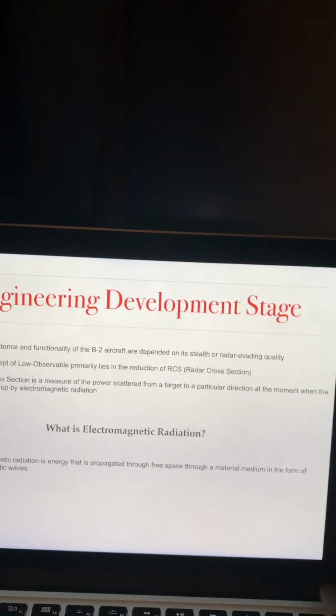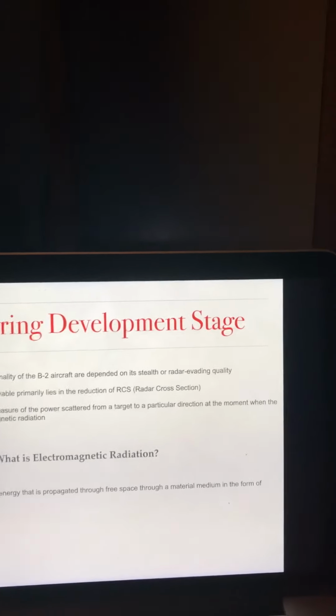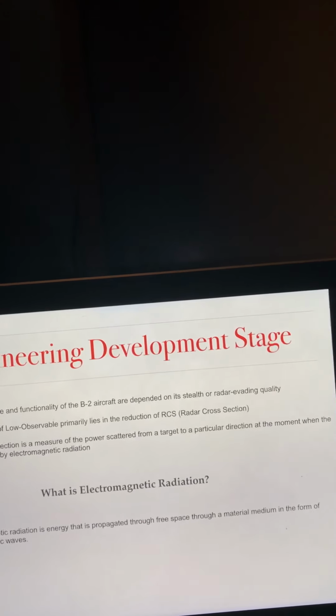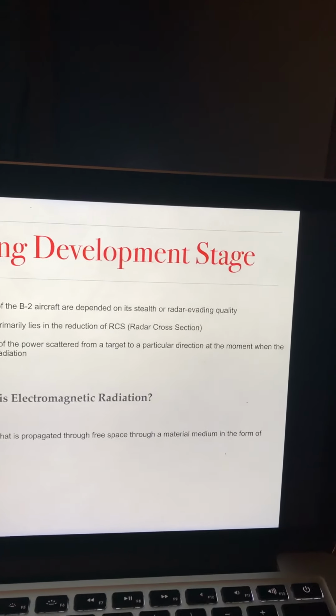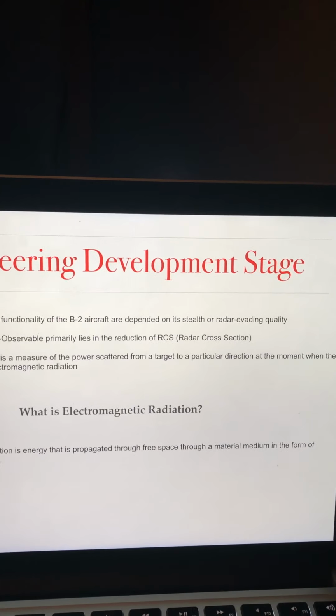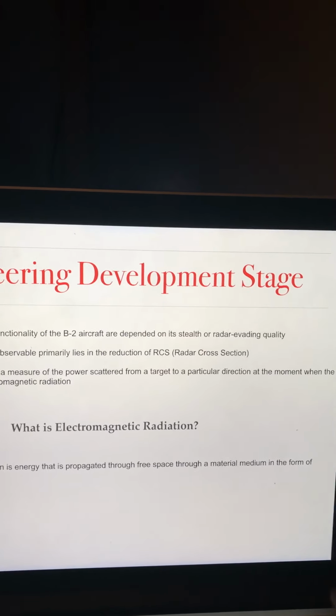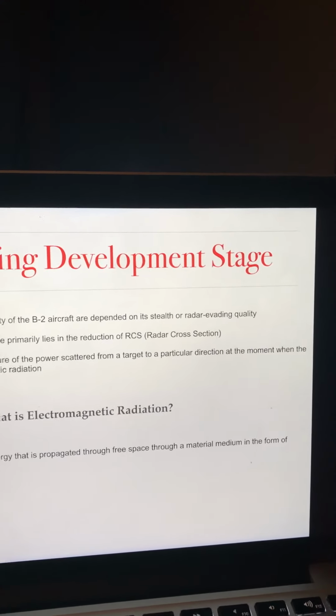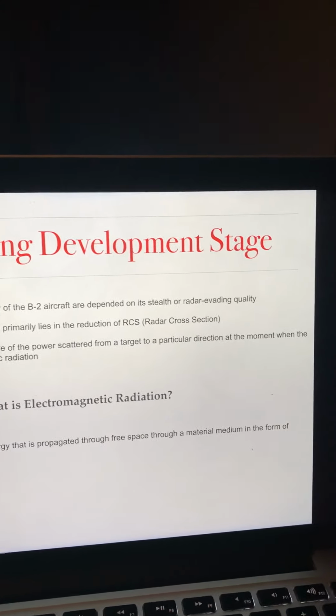So what is electromagnetic radiation? I just want to give an overview, a very simple definition. Electromagnetic radiation is energy that is propagated through free space or through a material medium in the form of electromagnetic waves. I felt like this was important before I move on to the next stage. I just wanted to briefly discuss electromagnetic radiation.